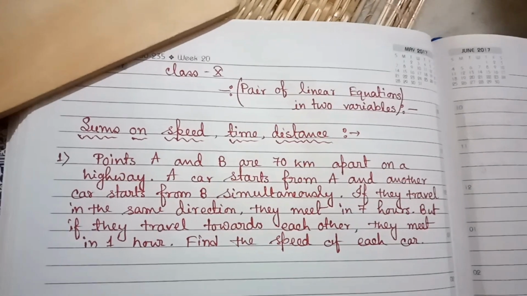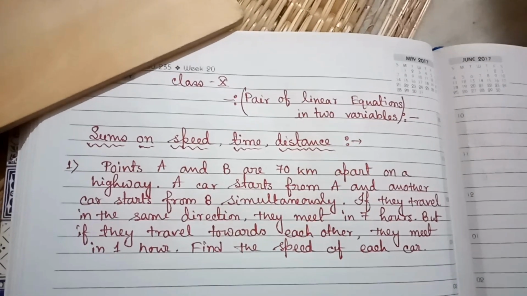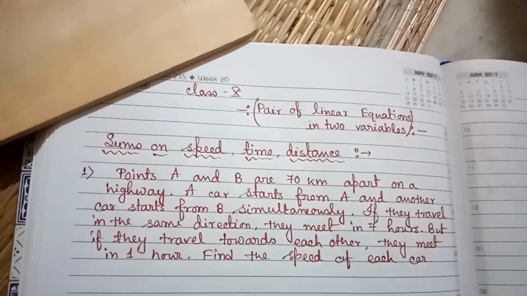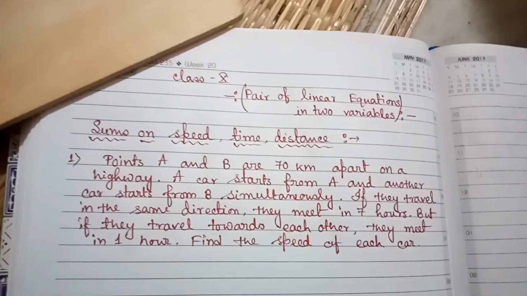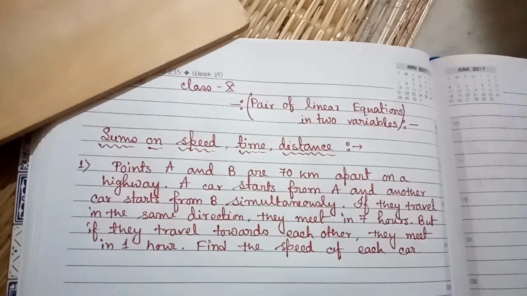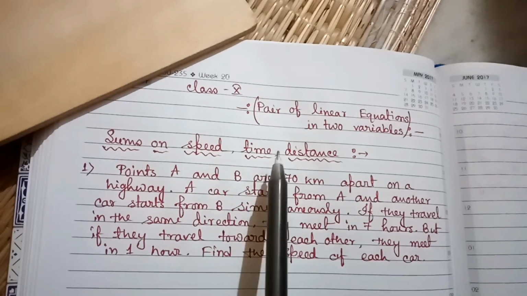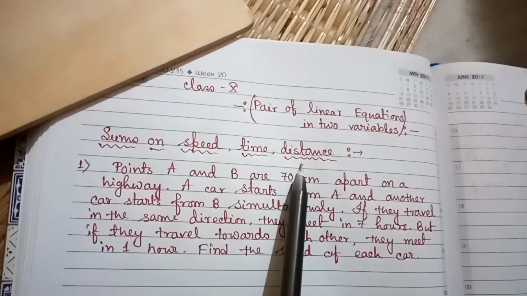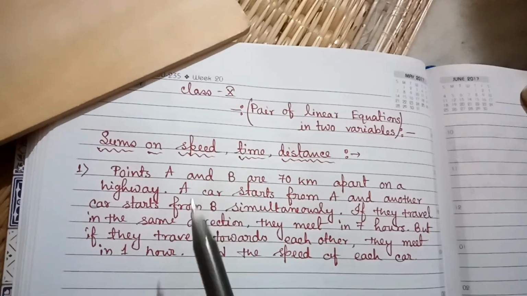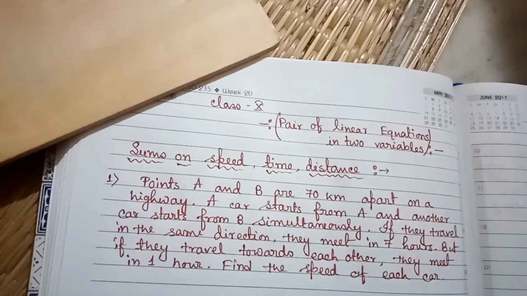Today we are going to learn class 10's pair of linear equations in two variables, some other different types of word problems. So I have chosen the main and the most important type, that is sums on speed, time and distance. So already there are two parts of word problems in my channel.